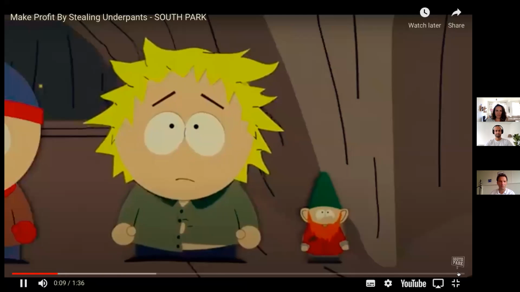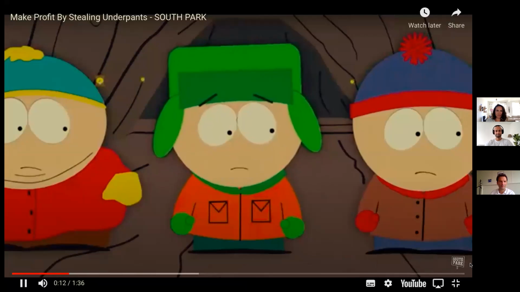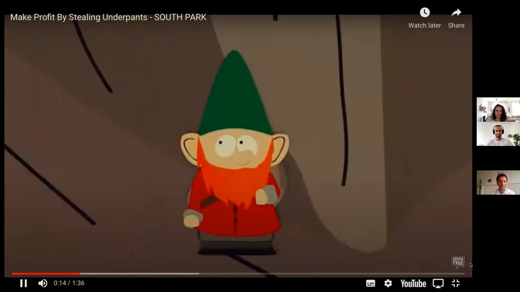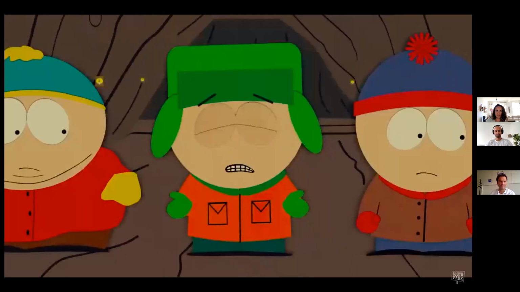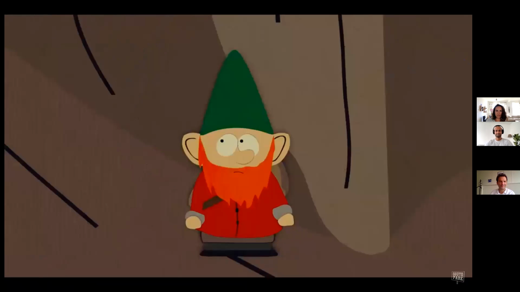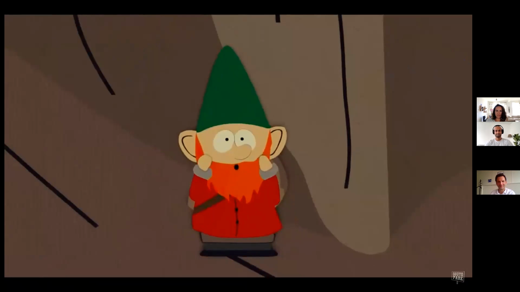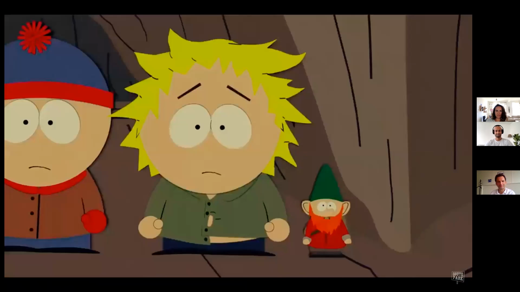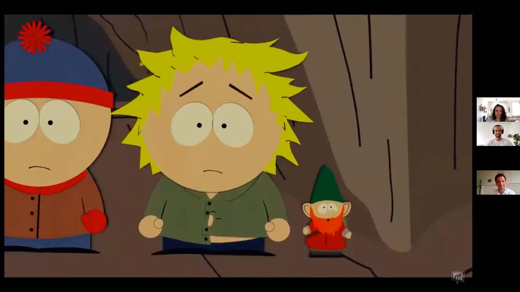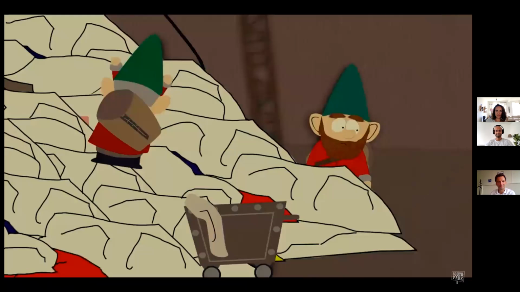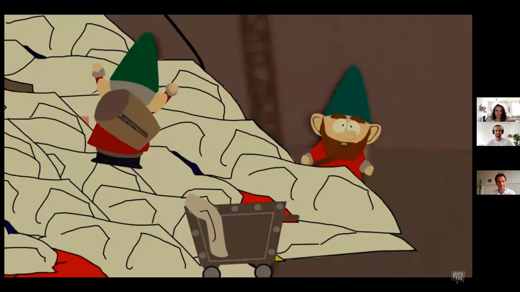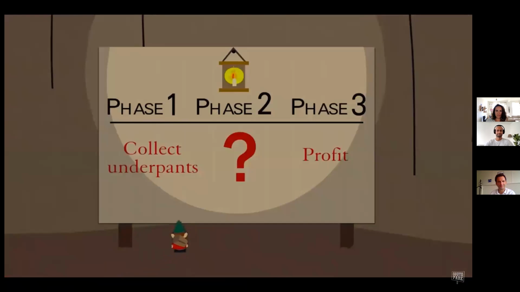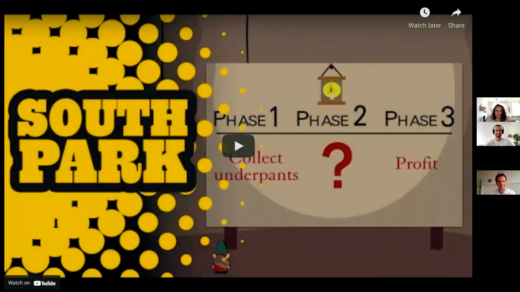All our work is done. So what are you going to do with all these underpants that you steal? Collecting underpants is just phase one. Phase one, collect underpants. So what's phase two? Hey, what's phase two? Phase one, we collect underpants. Yeah, but what about phase two? Well, phase three is profit, get it? I don't get it. You see, phase one, collect underpants. Phase two, phase three, profit. I get it. Yeah.